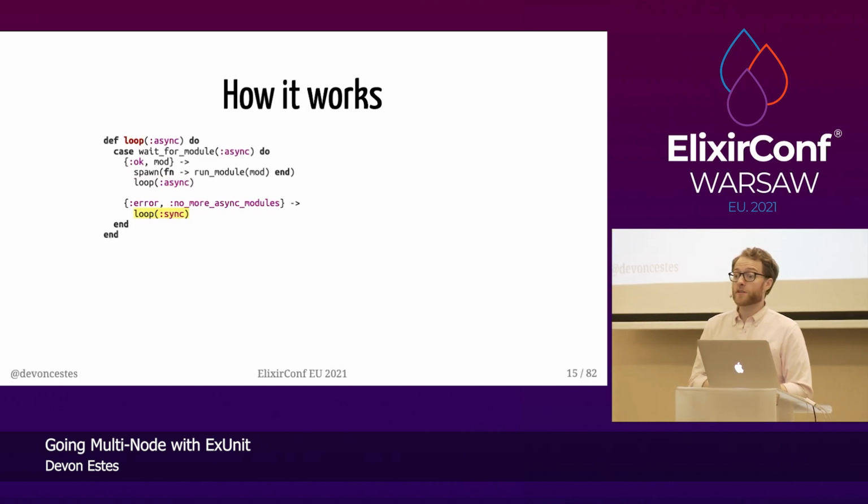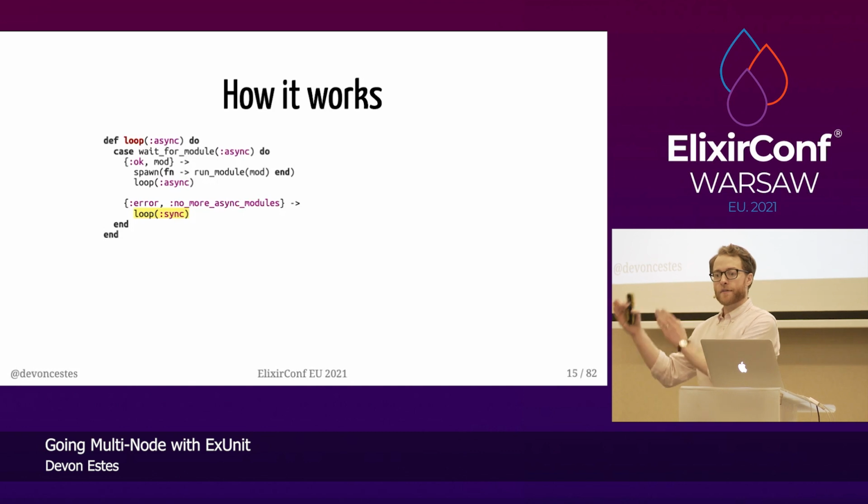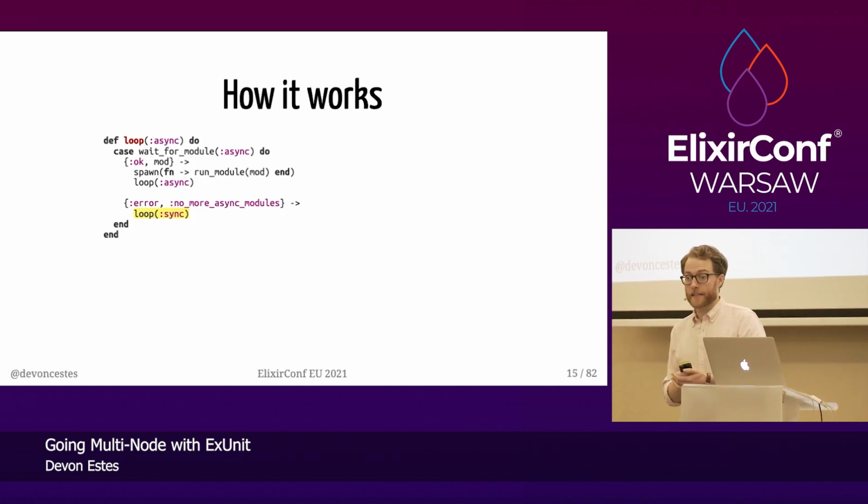And it's really important to note that the unit of parallelism here is the module, right? Each test is run in its own process, but those tests are run sequentially. It's the modules that are run in parallel. Okay? That's an important thing to note for later on.